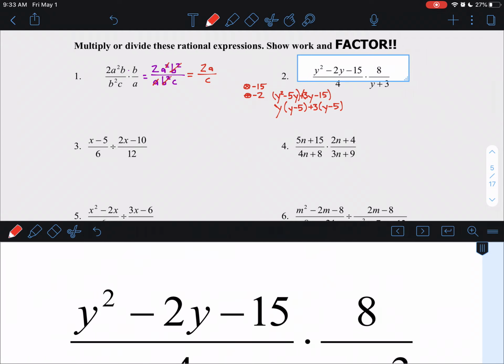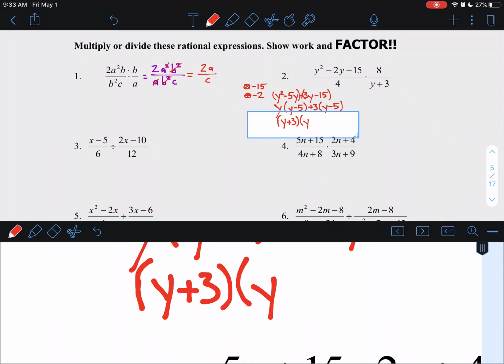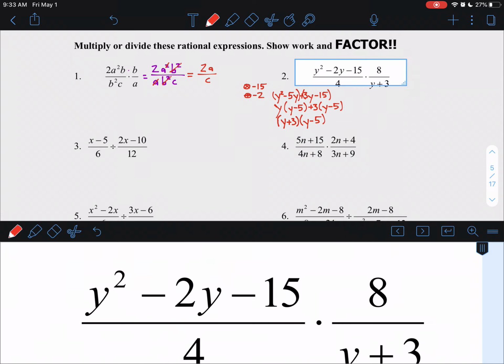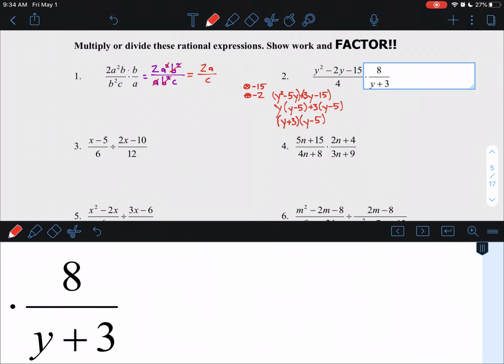Which means that this y squared minus 2y minus 15 is going to turn into y plus 3 times y minus 5. Which means when I multiply everything together, I could distribute everything, like I said earlier, but I'd rather not. Instead, I'm just going to multiply everything together and leave it factored.